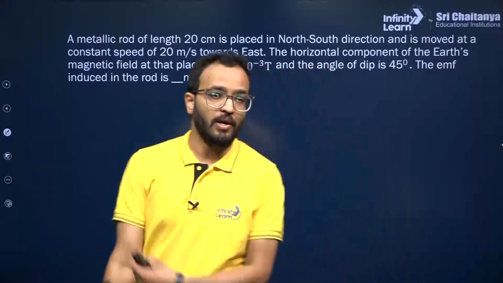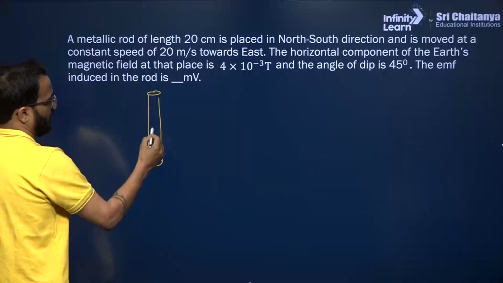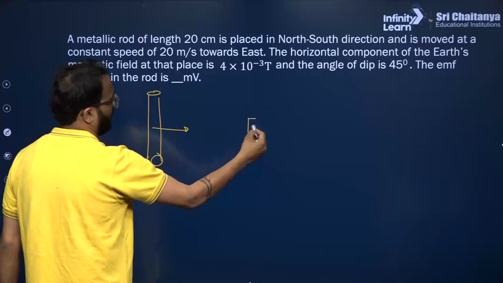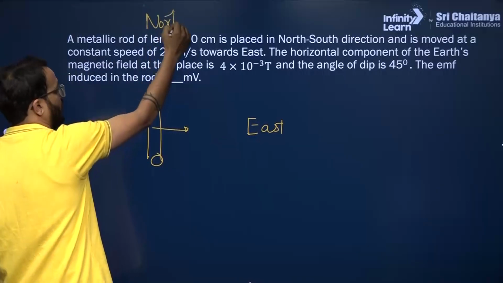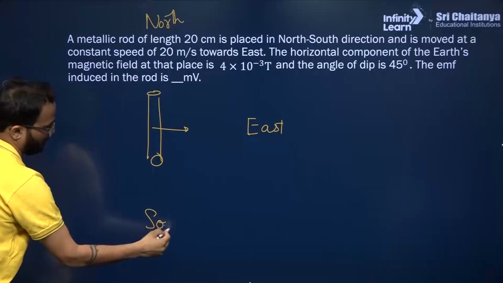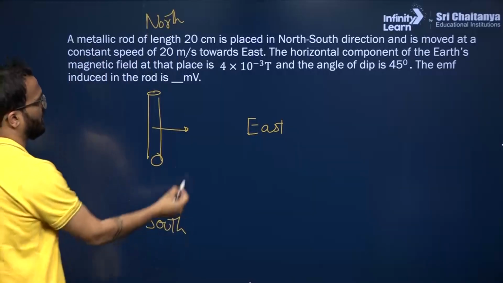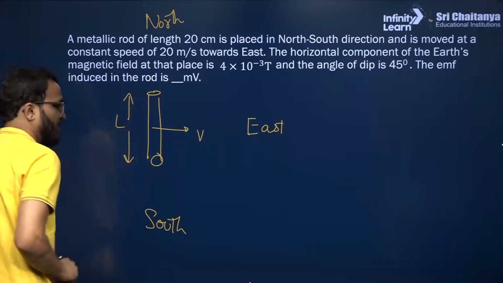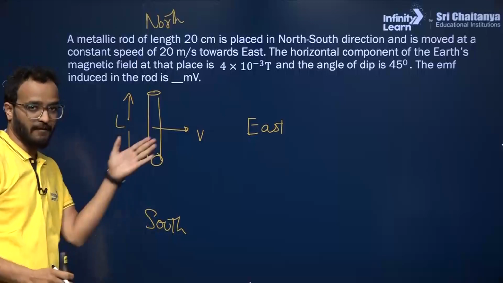Now a metallic rod of length 20 centimeters is going with a certain velocity towards east. Okay, this is east, this is north, this is south. So it is kept in north-south direction like this, going towards east, let's say with a velocity v and length L, right? Where is the magnetic field? Now we want a magnetic field which is perpendicular to this plane, right?